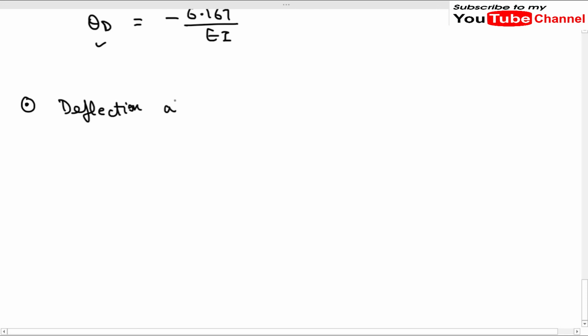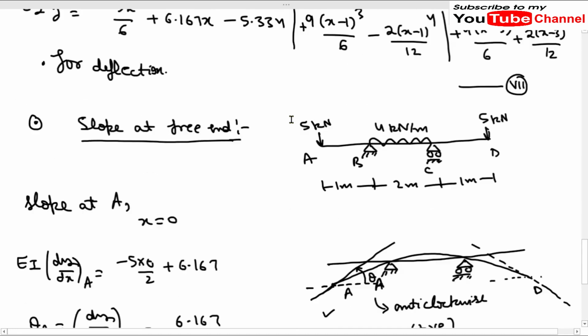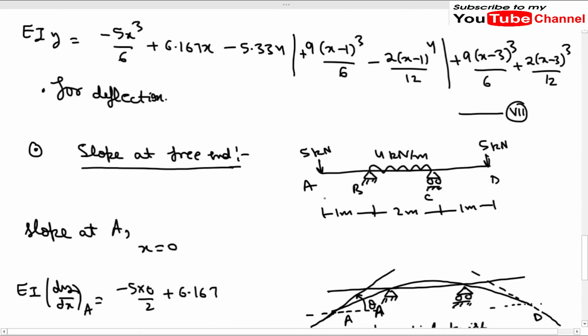The deflection at the free end. It is also very similar to the case of slope, because the loading is symmetrical and the geometry is also symmetrical. So the deflection which we will get at A will be the same at D. So we just have to find out the deflection at A.